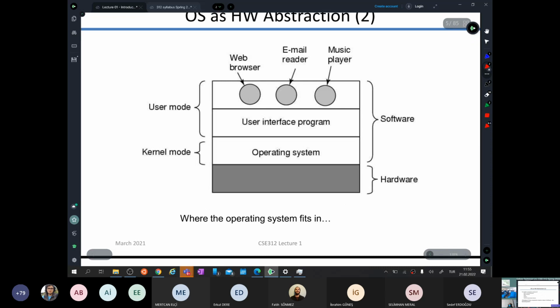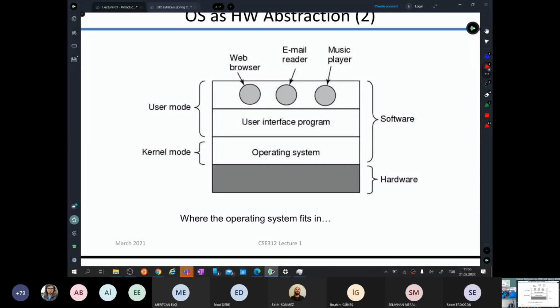Hardware is something that you have learned in 331. It's your CPU structure, your bus, etc. The operating system is a piece of software that runs on top of hardware. And the CPU has two modes. One is the kernel mode, the other one is the user mode.